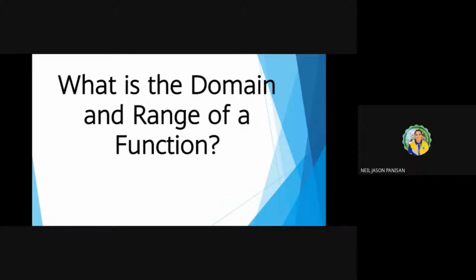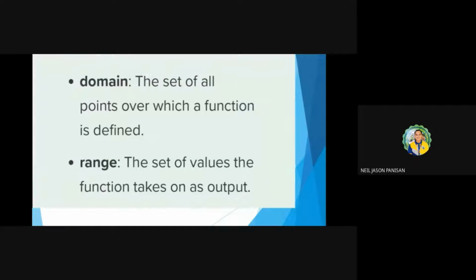So what is the domain and range of a function? So the domain is the set of all points over which a function is defined. So any values of x in the square root function can be our domain in the square root function. So whatever numbers we are going to put in the x values, except the negative numbers, can be our domains in the square root function. Then the range is the set of values the function takes on as output.